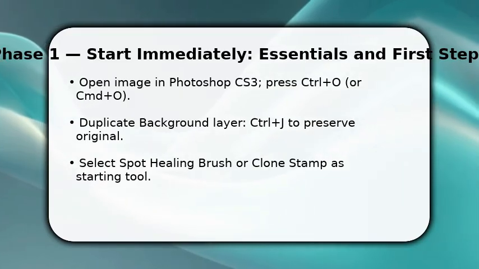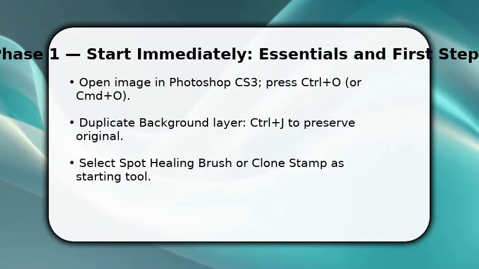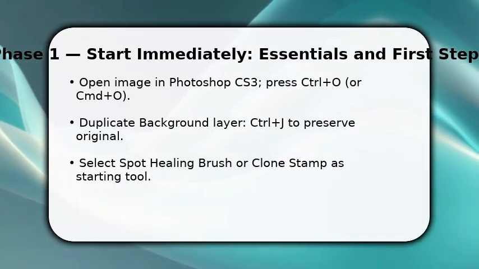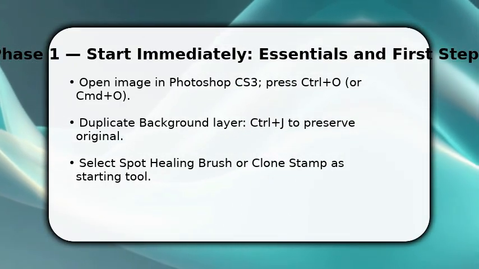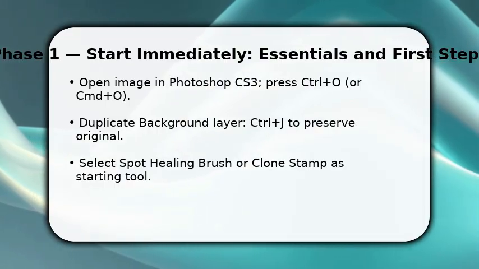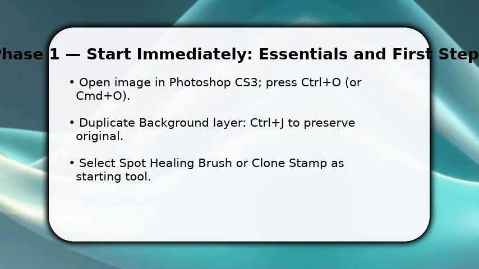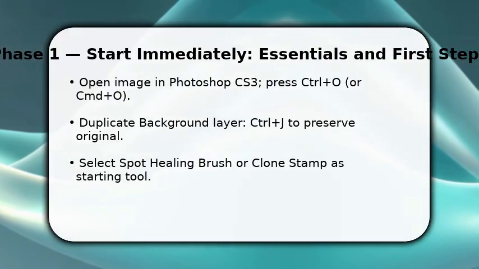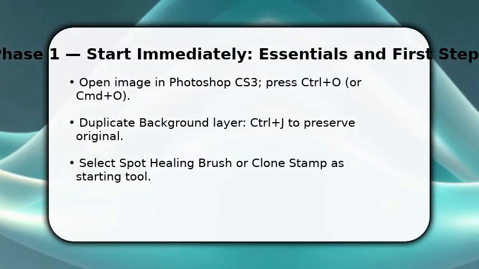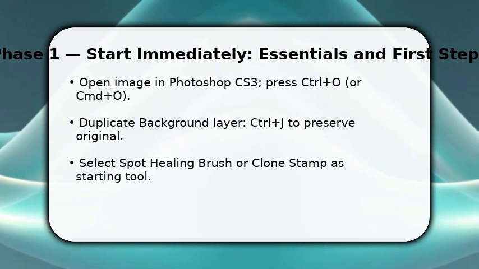Next, choose the spot healing brush for simple, small text removals or pick the clone stamp for controlled sampling. You want one tool selected and size adjusted to match text height. Make sure hardness and opacity settings are moderate so your repair blends naturally. Once ready, zoom in and position the brush over the text.